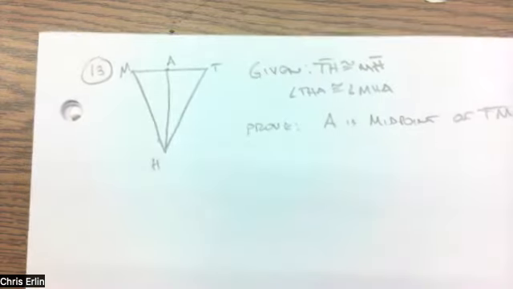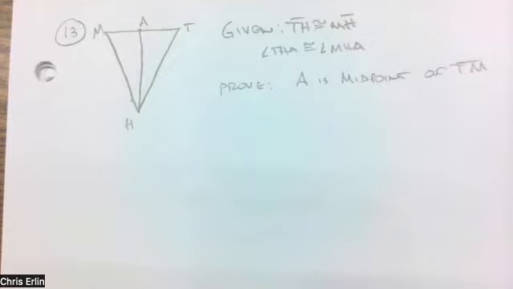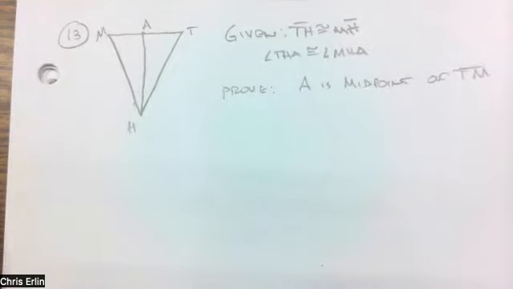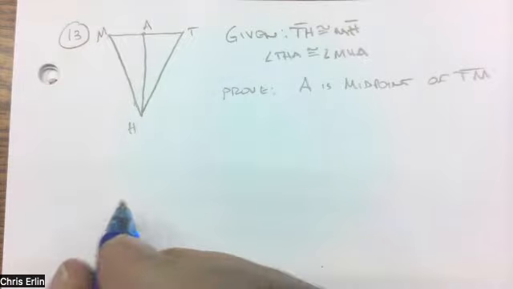Okay. So we're going to be working with both two-column proofs and flow proofs today. Let's do a flow proof for this one. How do I start?